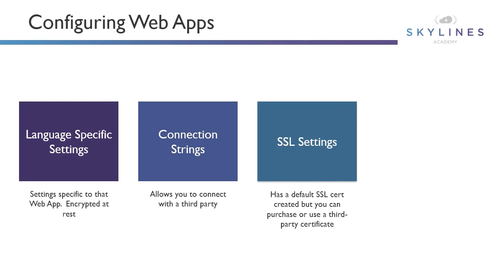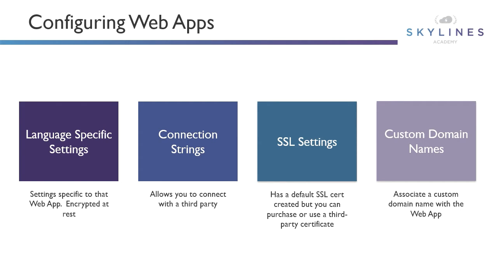SSL settings are a common item, and this allows you to configure the minimum TLS version as well as if HTTPS is required when using the web app. Depending on the plan, you can also use a custom certificate to secure your site. And by default, your web apps will have a public name under the azurewebsites.net domain. You also have the option to create a custom domain name as part of your website.